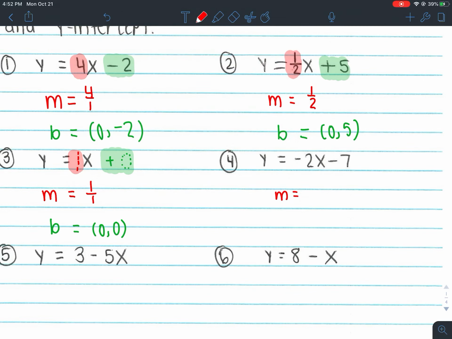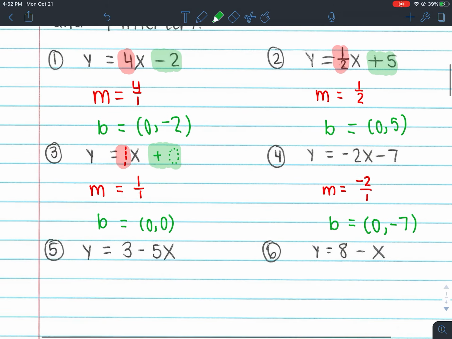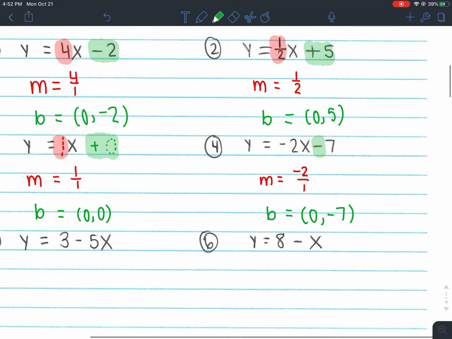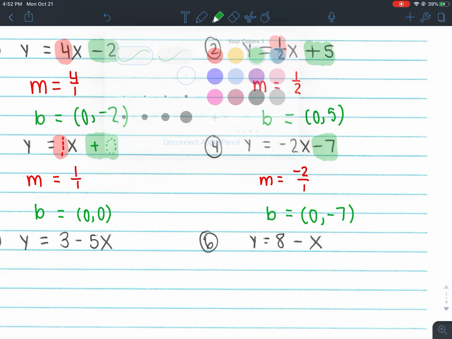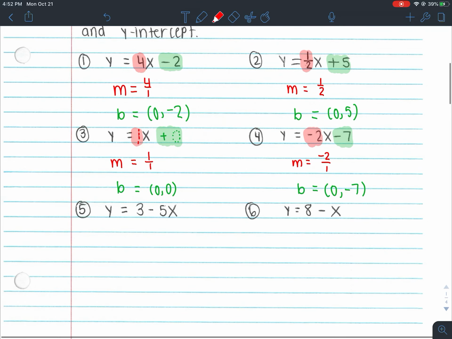Moving on to number 4, our slope here is going to be, now we want a fraction, so instead of -2, it would be -2 over 1. And then our y-intercept would be (0, -7). So hopefully we were able to recognize this, right? I'm going to try to highlight for you so that you can see it a little bit better. But the slope is attached to the x.